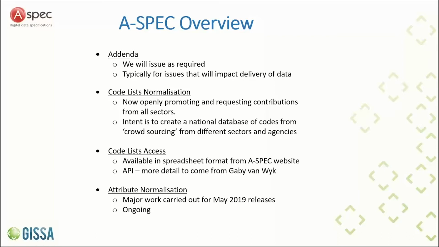Attribute normalization. We did a lot of work, as you may have noticed, in not just normalizing the names, but also normalizing the data types. So for example, code list attribute normalization, we created a data type of alphanumeric characters with a maximum of 10. There are some exceptions to that, but typically any code is no more than 10 characters. And this is an ongoing activity for us.